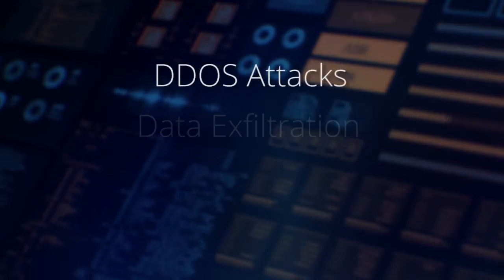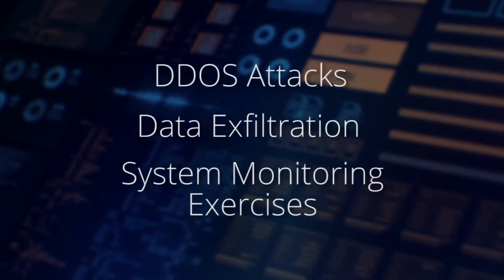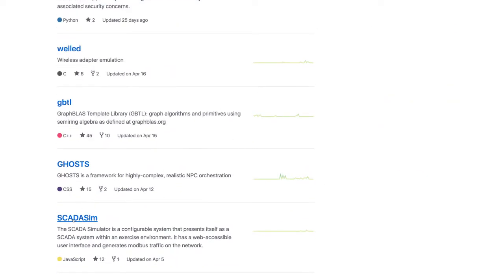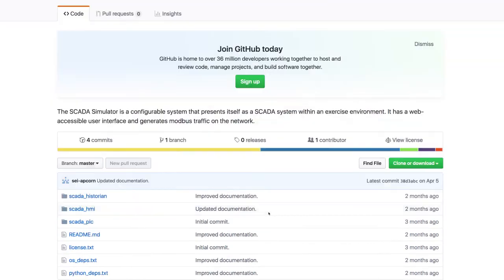The SCADA simulator can be used in scenarios exposing participants to denial of service attacks, data exfiltration, and system monitoring exercises, among others. The SCADA simulator source code and documentation is available on the SEI's GitHub page.